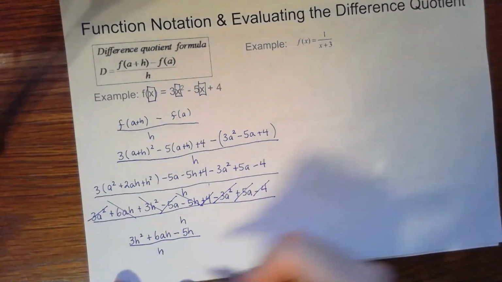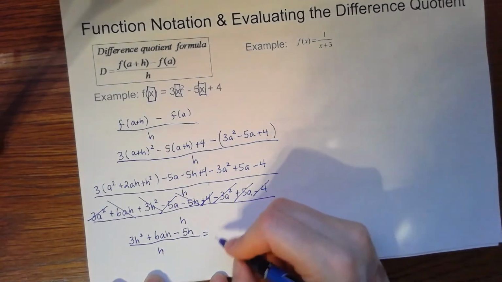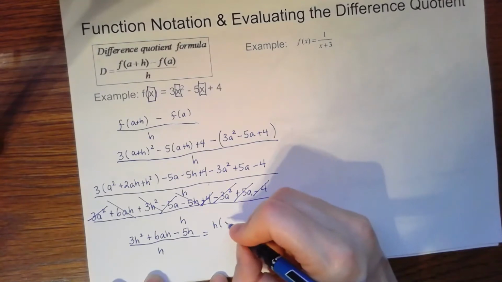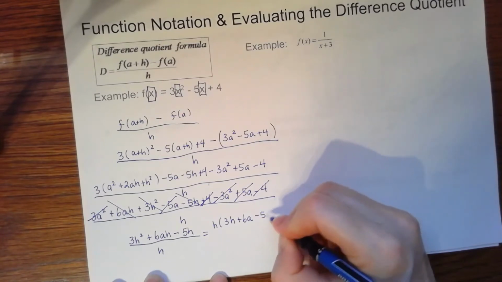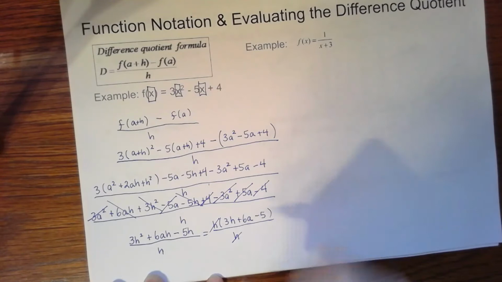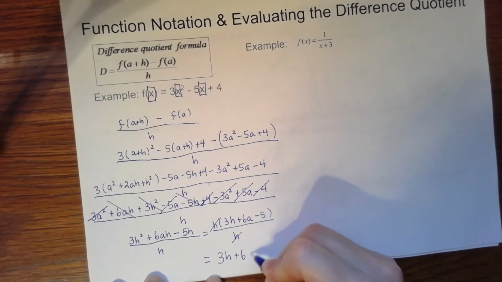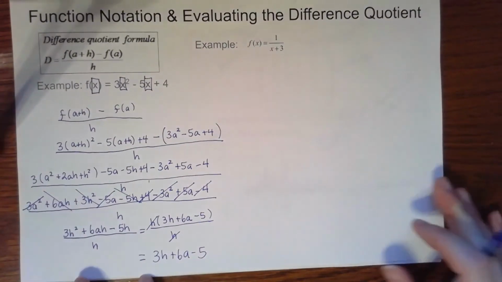Okay, I'm kind of running out of room. I'm going to go this direction even though I like to go down. But all right, so we'll factor out an h in the numerator. That would be h times 3h plus 6a minus 5 all over h. Those h's can cancel out. So our final difference quotient would be 3h plus 6a minus 5.